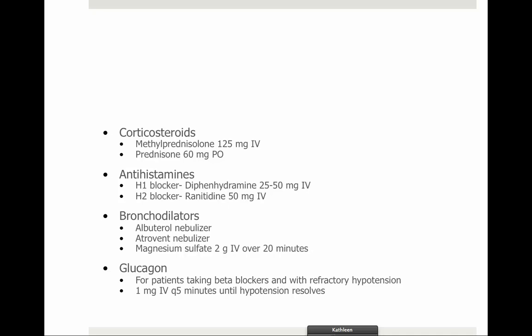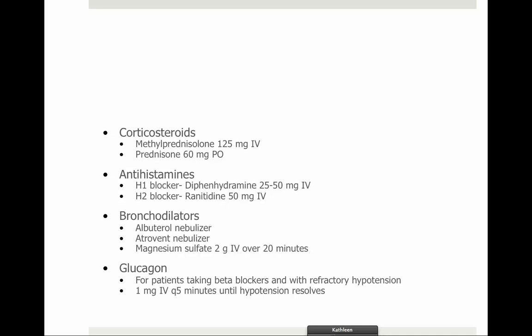We're going to give corticosteroids, methylprednisolone, 125 milligrams IV, prednisone, 60 milligrams PO. We're going to give antihistamines, Benadryl, 25 to 50 milligrams IV, histamine blockers, Zantac, bronchodilators, albuterol nebulizer, Atrovent nebulizer, magnesium sulfate, 2 grams IV over 20 minutes.